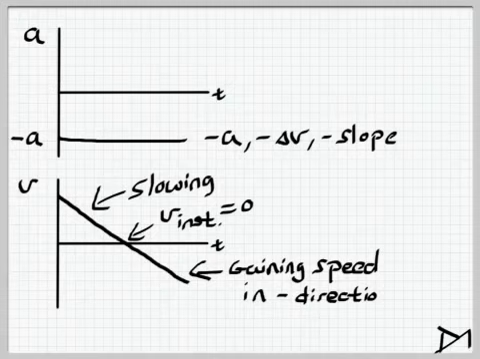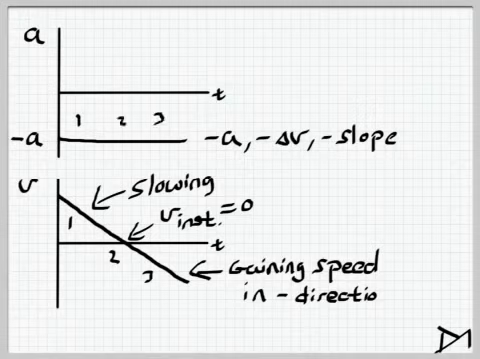So the object is going fast in the positive direction, slows in the positive direction, stops instantaneously, and then increases its speed in the negative direction. So from 1 to 2 to 3, we're slowing, stopping, and increasing our speed in the opposite direction. The acceleration versus time graph, we just have a 1, 2, and 3. One acceleration that decreased the speed, momentarily stopped it and changed its direction, and increased its speed in region 3 in the other direction.